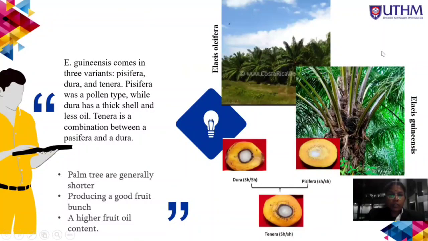Elaeis guineensis comes in three variants: Pisifera, Dura, and Tenera. Pisifera is a pollen type, while Dura has a thick shell and less oil. Tenera is a combination between Pisifera and Dura. Tenera palm fruit is usually planted in Malaysia because of its commercial and processing viability, since harvesting is more accessible. The palm trees are generally shorter, produce a good fruit bunch, and have a higher fruit oil content.